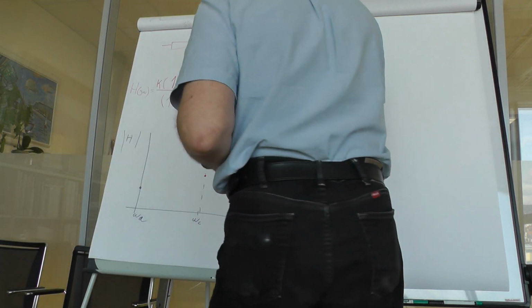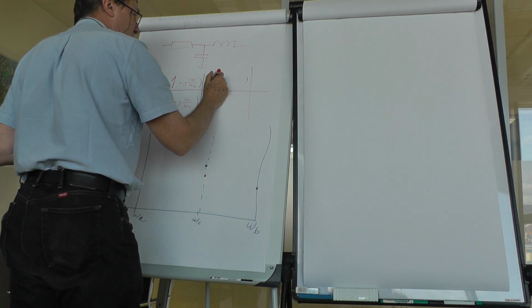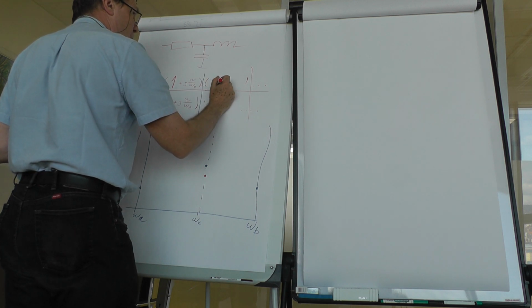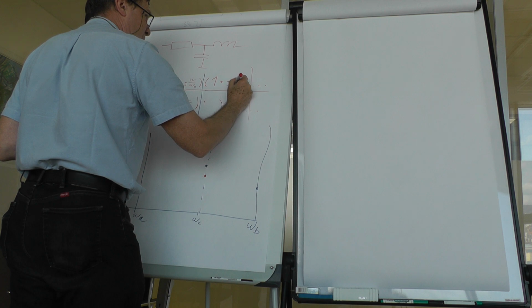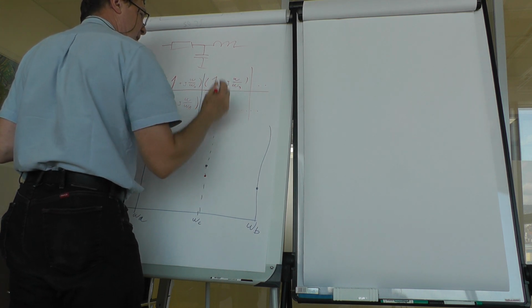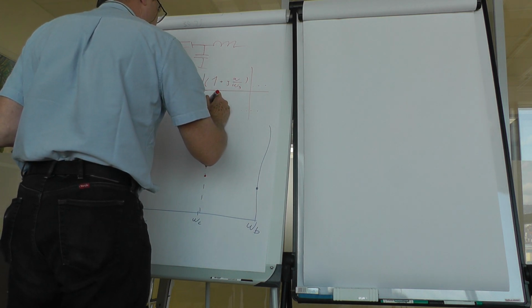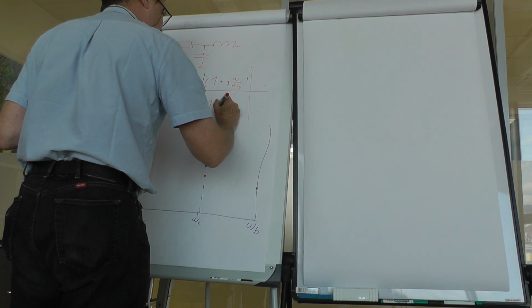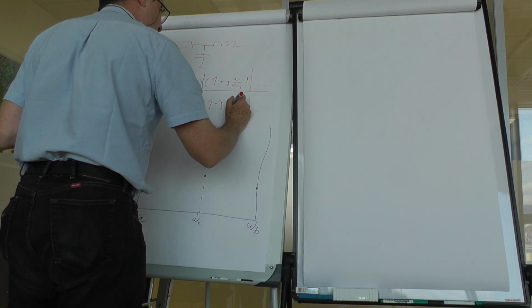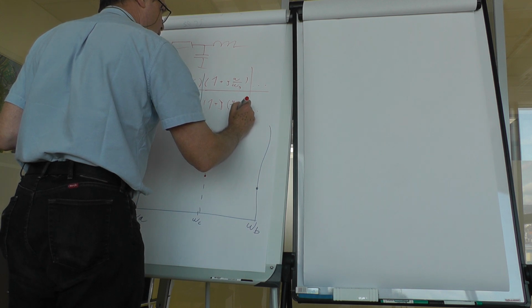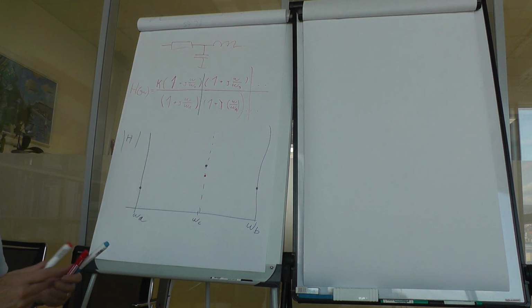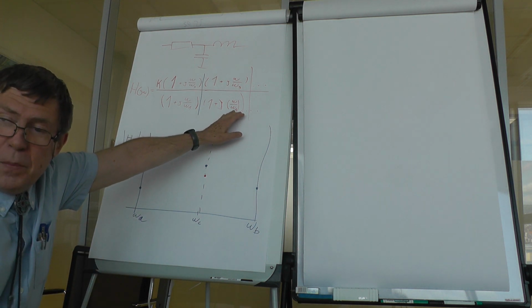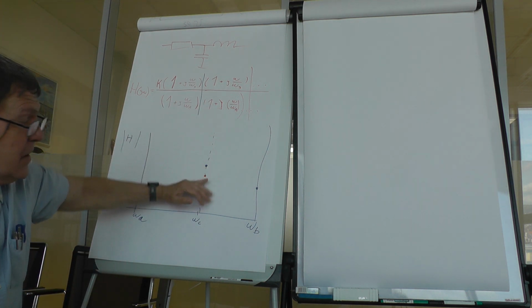So now, typically, I would add two more brackets to the denominator: 1 plus j omega divided by omega 3, and 1 plus j omega divided by omega 4. And I have a new approximation which should be better than the original one.